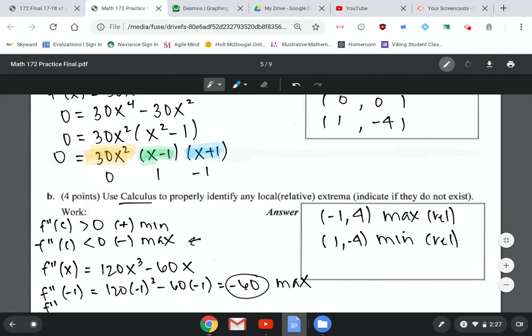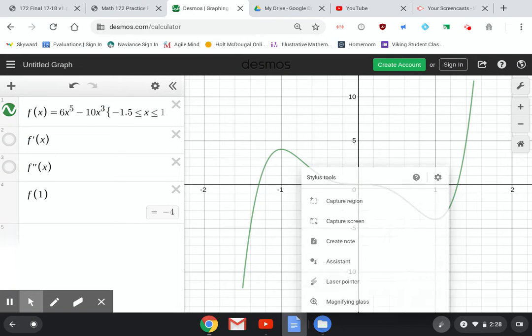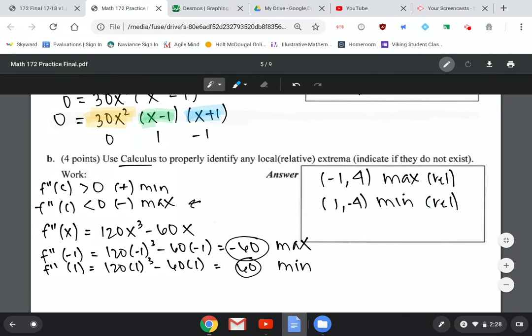Let's do the next one. 120 times 1 cubed minus 60 times 1. And that gives us positive 60. That's a positive, so this is a min. We do need to check that last one because we don't know that it's not a min or a max. I mean, we do because we're looking at this graph and we know that it's neither. So we know that it's going to be 0, but we do have to show it on here. So f double prime of 0, 120 times 0 cubed minus 60 times 0 equals 0, which means it's neither a min or a max.